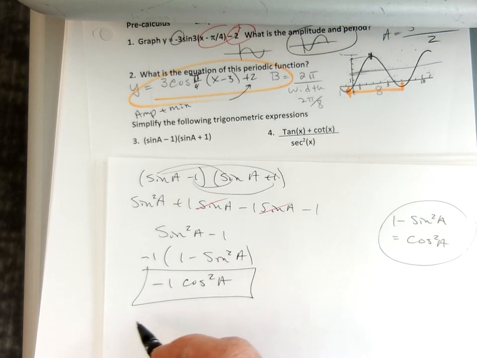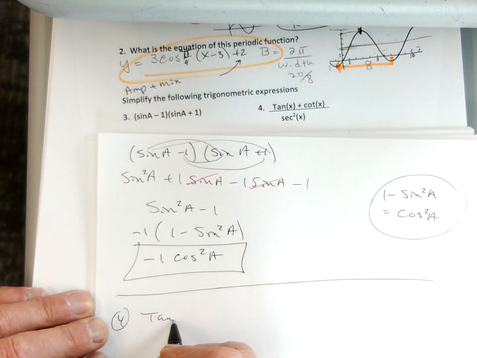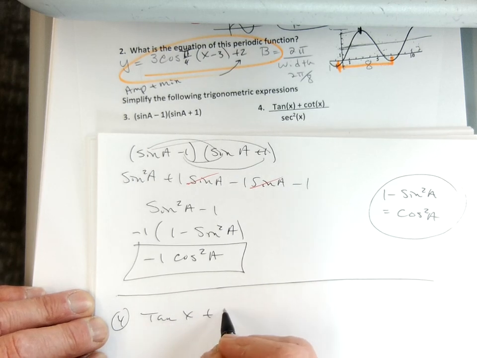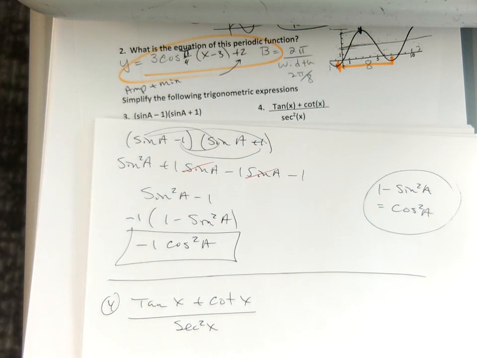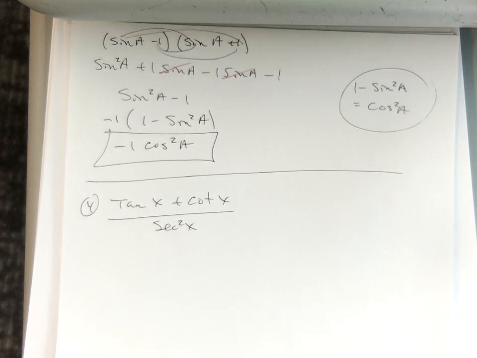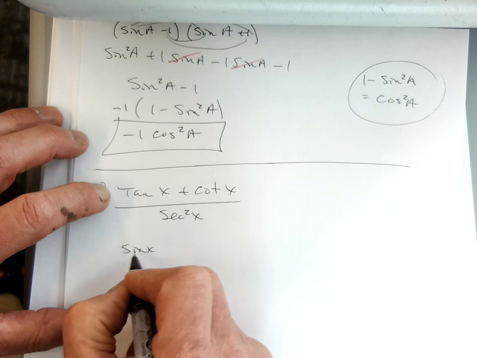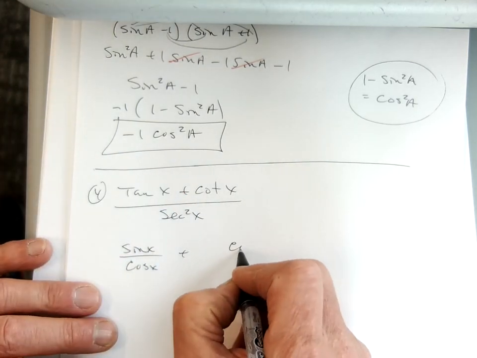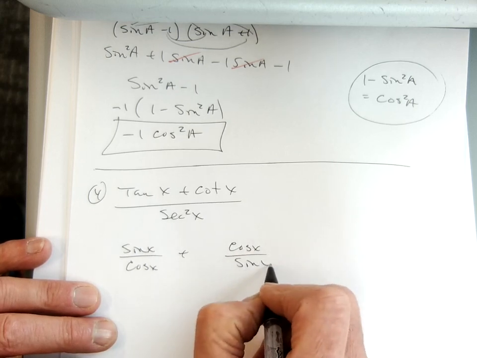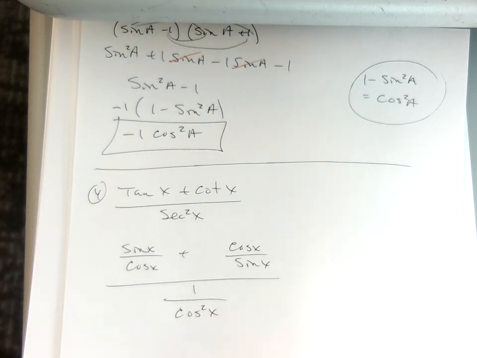All right, let's look at 4. I'll put 4 right here. I've got tangent x plus cotangent x over secant squared of x. All right, this one's just going to be a whole lot of fractions, but I can do it, okay? So sine over cosine, right? Sine of x over cosine of x plus cosine over sine, all over 1 over cosine squared of x. And I'll let you catch up, okay?